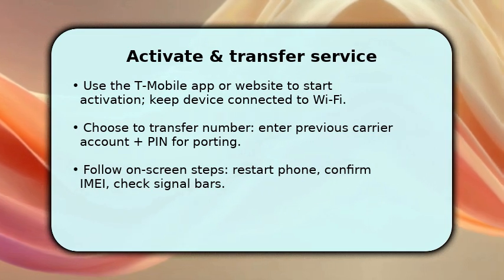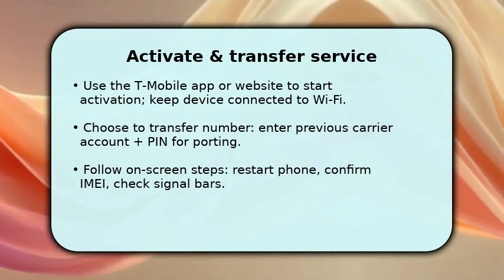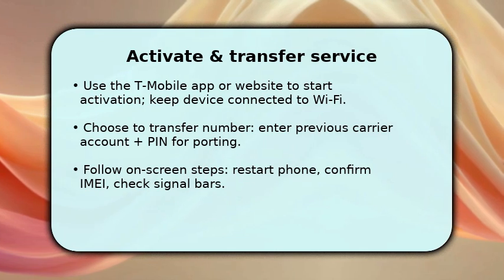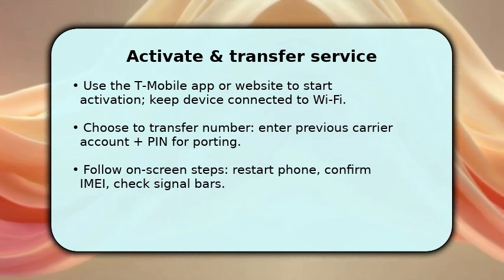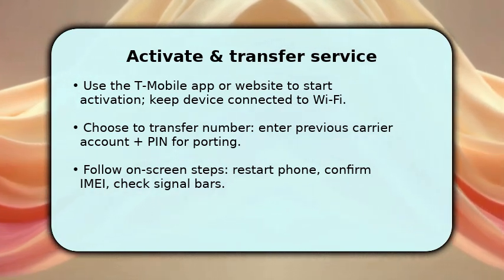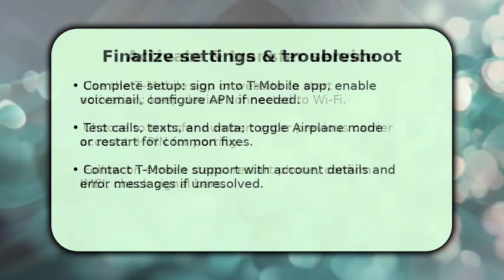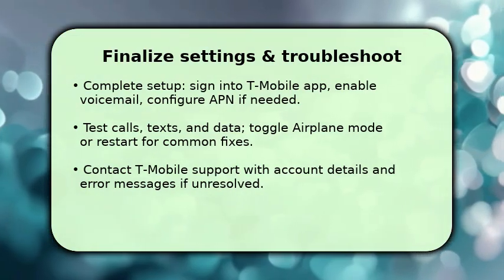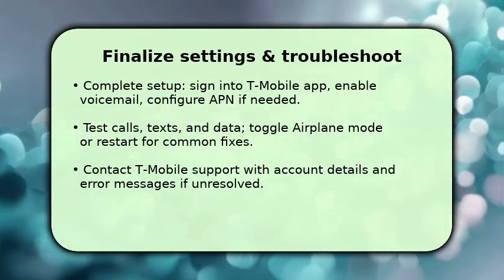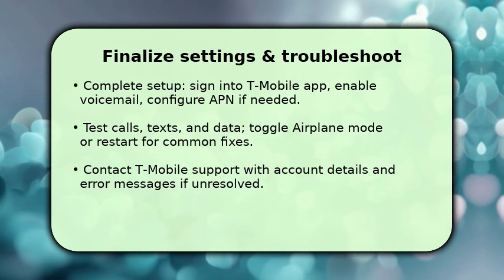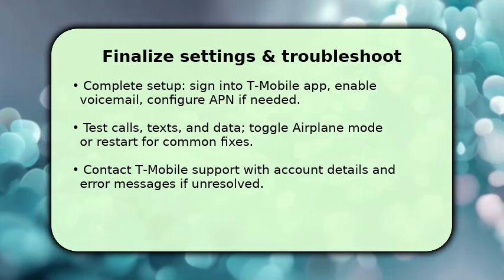Make sure to restart the phone when prompted, verify the IMEI matches, and watch for signal bars to confirm successful provisioning before continuing with settings. Finish by configuring essentials and testing service. Sign into the T-Mobile app to enable voicemail, review plan details, and if data fails, set the APN manually. This explains why connectivity needs the correct network settings.